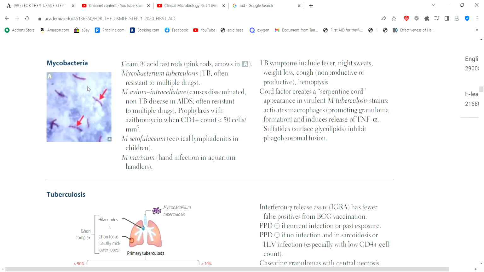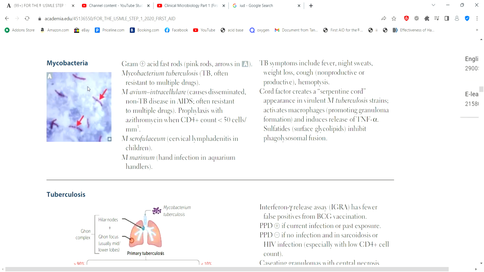Now, Mycobacterium avium intracellulare is a type of mycobacteria. It causes a disseminated non-TB disease in AIDS patients. Often resistant to multiple drugs. So Mycobacterium avium intracellulare is seen in AIDS patients. Prophylaxis with azithromycin when the CD4 count is below 50 cells.